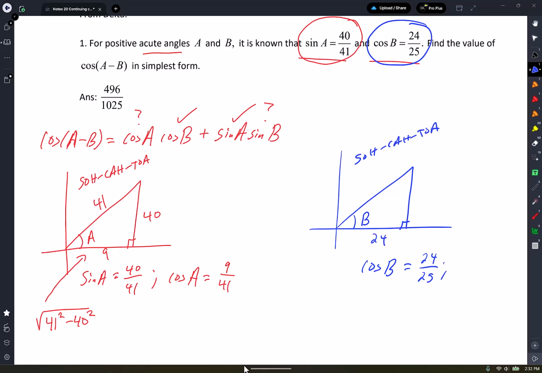Adjacent 24, hypotenuse 25. You don't have to do SOHCAHTOA all the time. If you already know what you're doing, just do 24 over 25. I need to figure out this segment here. Pythagorean theorem: square root of 25 squared minus 24 squared.